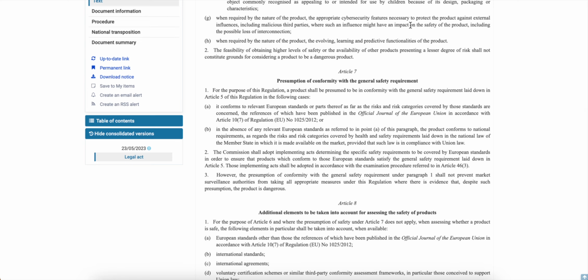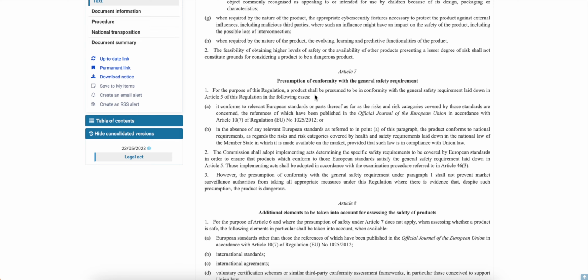Article 7 and Article 8, two really important articles of the GPSR. And just mention safety standards. What Article 7 essentially says is that if you, as a manufacturer, comply with harmonized standards that are harmonized under the GPSR, then you have also complied with the safety aspects of the GPSR.